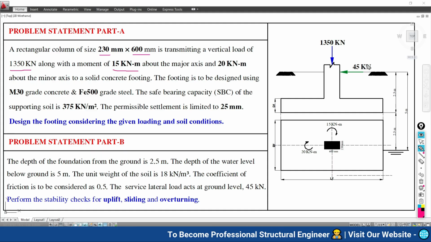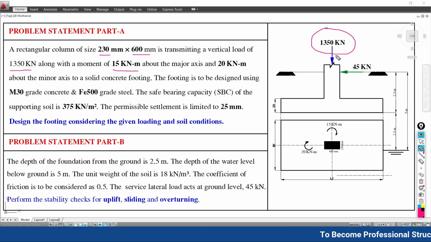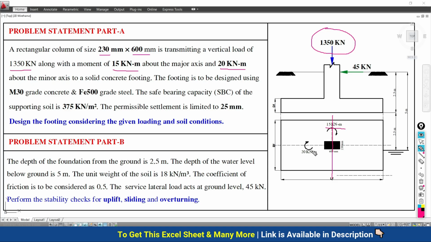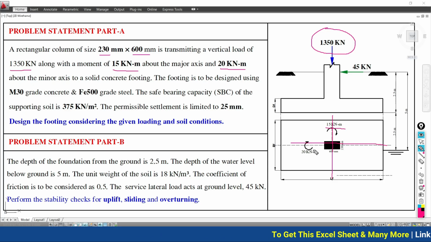So here in the figure you can see that the footing is going to be subjected to 1350 kilonewton in the gravitational direction through the column centroid, and there is a moment about the major axis, meaning the axis passing through the width of the column, of 15 kilonewton meter, and there is another moment of 20 kilonewton meter about the minor axis, the axis which passes along the depth of the column. This is what it is experiencing, the moment of 20 kilonewton meter.